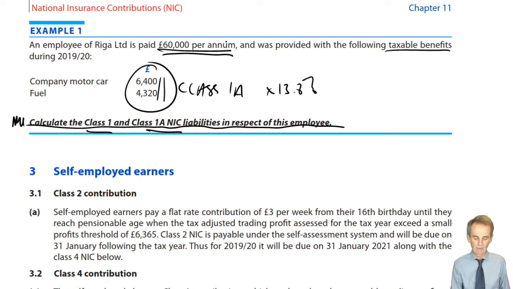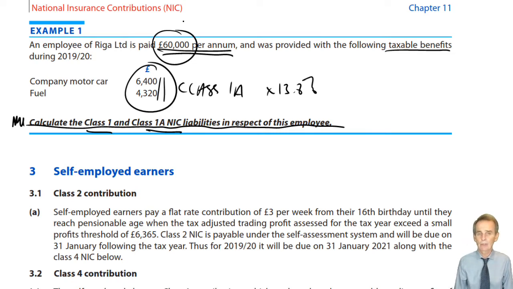Above 50,000 and up to 60,000, the total there at 2%. For the employer Class 1 NICs, well, nothing up to 8632, and then everything above 8632 taken at 13.8%.